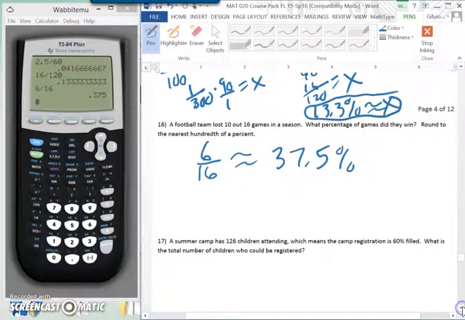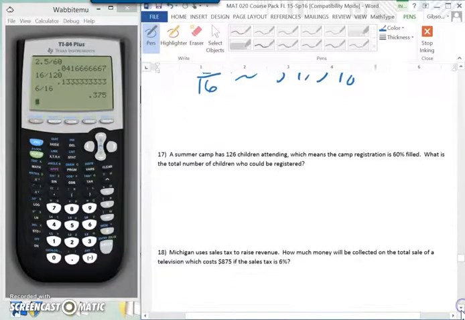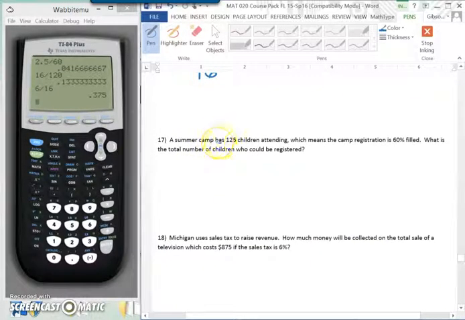Okay, next we have 17. It says a summer camp has 126 children attending, which means the camp registration is 60% filled. What is the total number of children who could be registered?